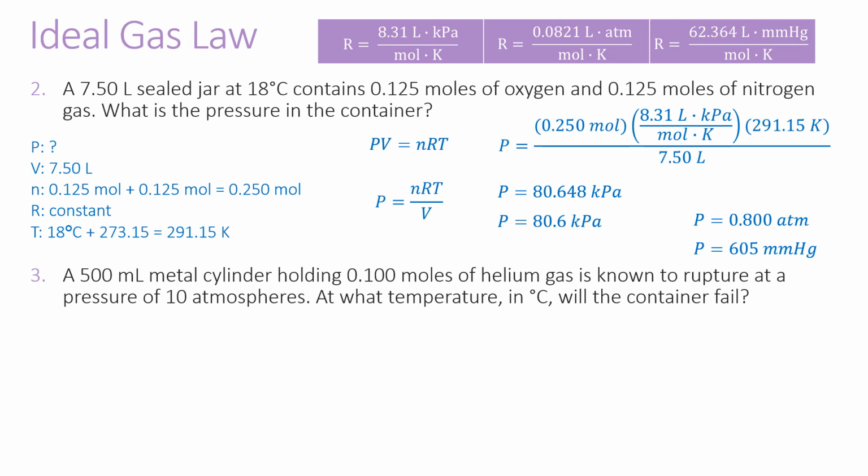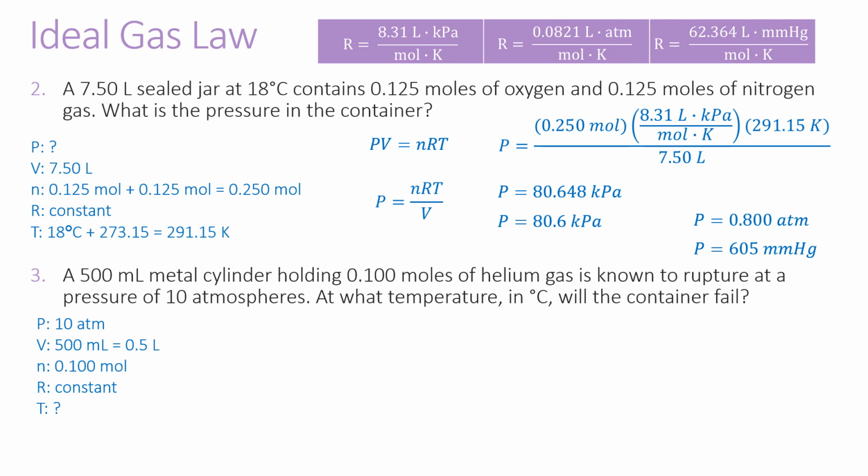Number 3, a 500 milliliter metal cylinder is holding 0.1 moles of helium gas. It's known to rupture at a pressure of 10 atmospheres. So at what temperature in degrees Celsius is this container going to break? So first I converted my 500 milliliters into liters.